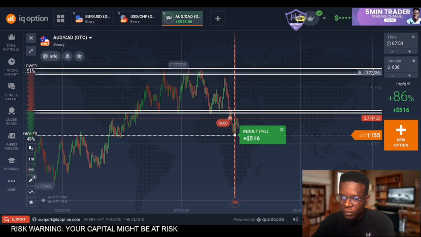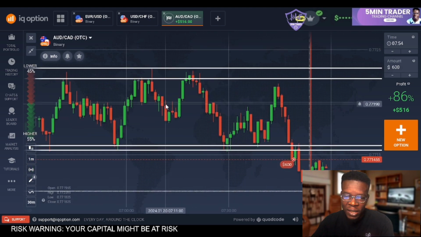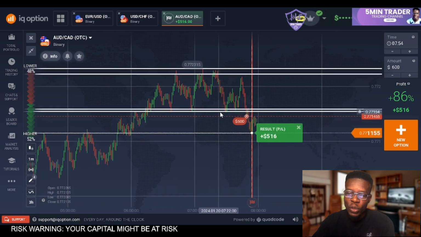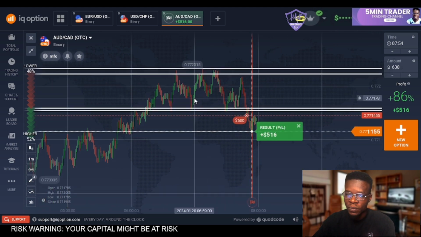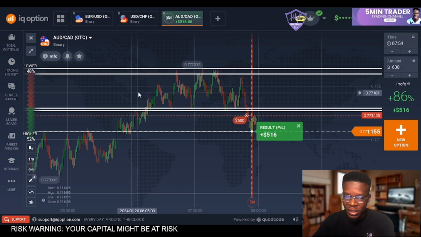You can see it was moving around this level, 0.77231, and it was moving between this 0.7721 and I think this is 0.77160. The price has been bouncing around this level for the past 30 minutes, which means that we are having a consolidation of the price, because this is a straight line that the price is bouncing around.